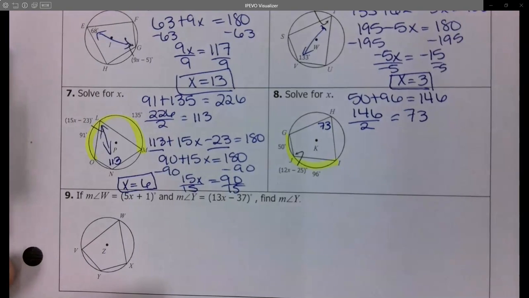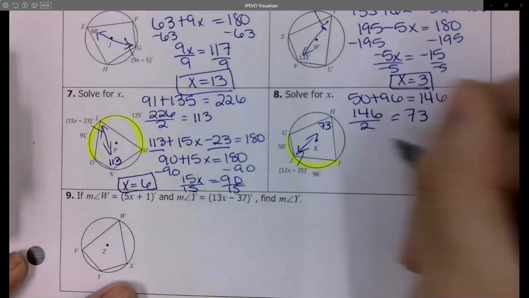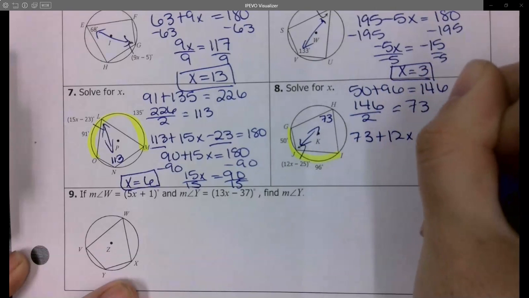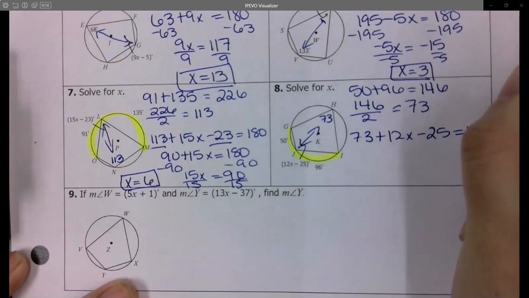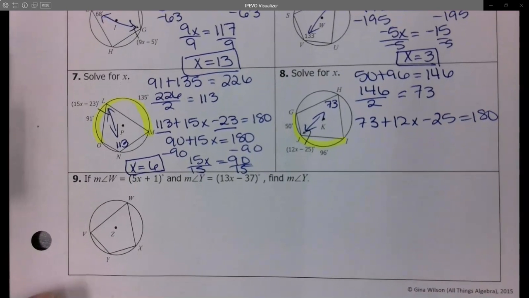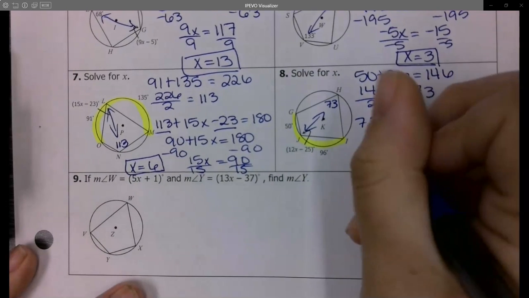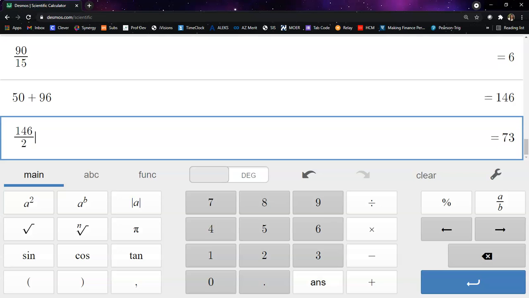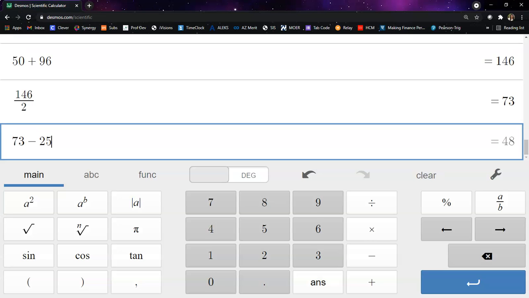Now I can add my angles and set it equal to 180. So I'm going to have 73 plus 12x minus 25 equals 180. I'm going to combine like terms, so I'm going to do 73 minus 25, which gets me 48.